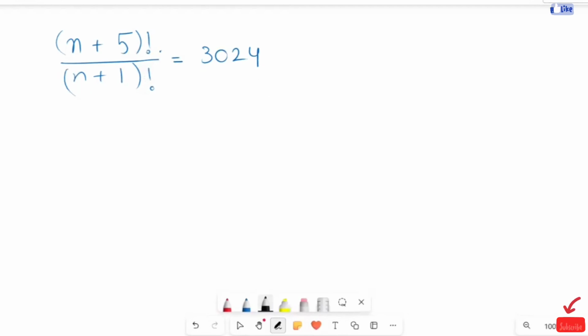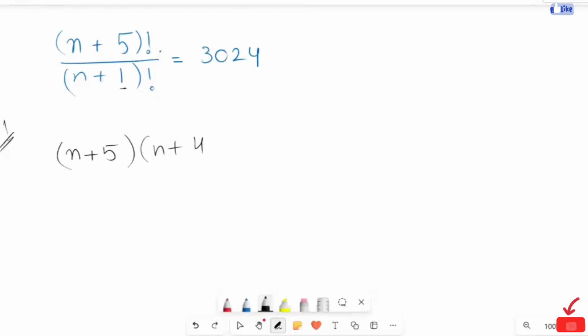Factorial means a multiplication of one number with the numbers below it. The other definition is that it is the product of all the integers below it down to 1, for a given positive integer. So I'm going to write the factorial for n+5 till n+1, because our denominator ends on n+1.